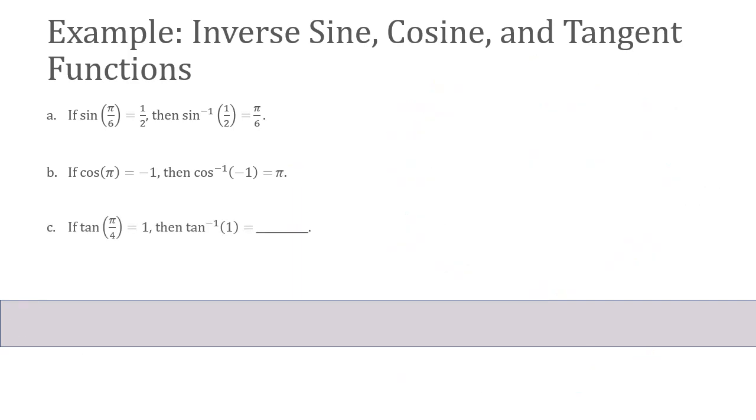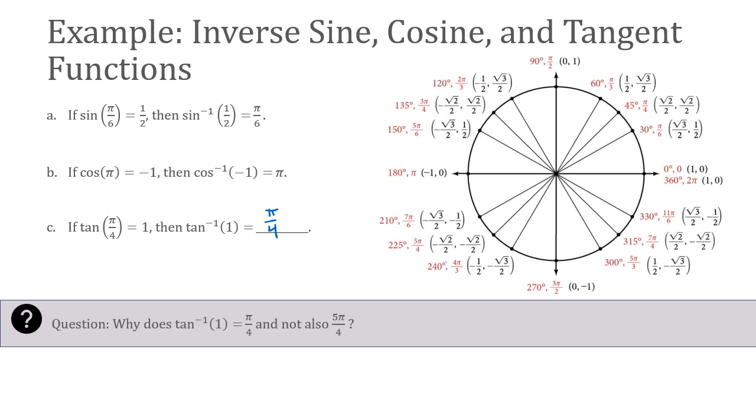And one more example. Part C. If the tangent of pi over 4 is equal to 1, which I think is true, then inverse tangent of 1 should equal pi over 4. Now, let's see, does the unit circle help us? Well, let's just go back to the original function. Is the tangent of pi over 4 equal to 1? Do we agree with that? I do agree with that, because at pi over 4, remember, tangent is sine over cosine. So in this case, the sine of pi over 4 is the same as the cosine of pi over 4. So when we divide those, that's what creates the 1.